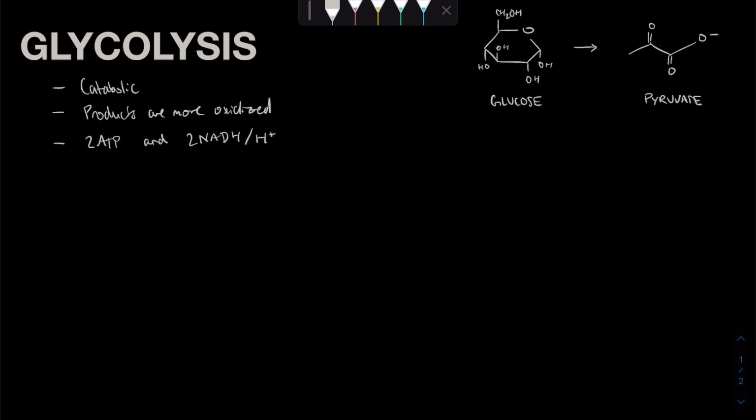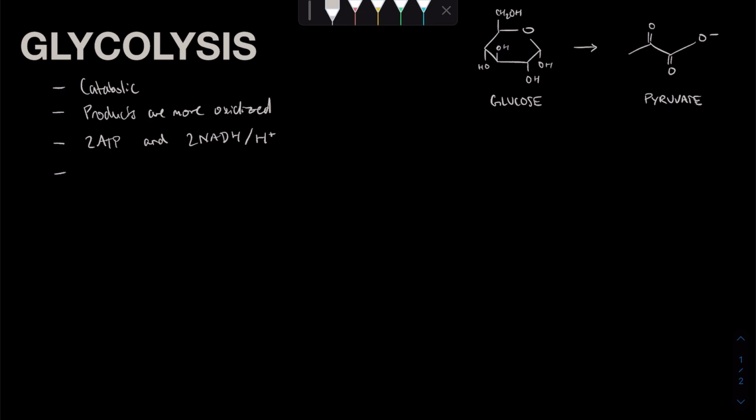So NADH, H+, and also something else called NAD+, are something called electron carriers. What they do is they basically shuttle electrons between different biochemical reactions. We're going to see those in a bunch of different chemical pathways, so it's good to get used to it. So we're going to make 2 ATP, 2 NADH, and H+.